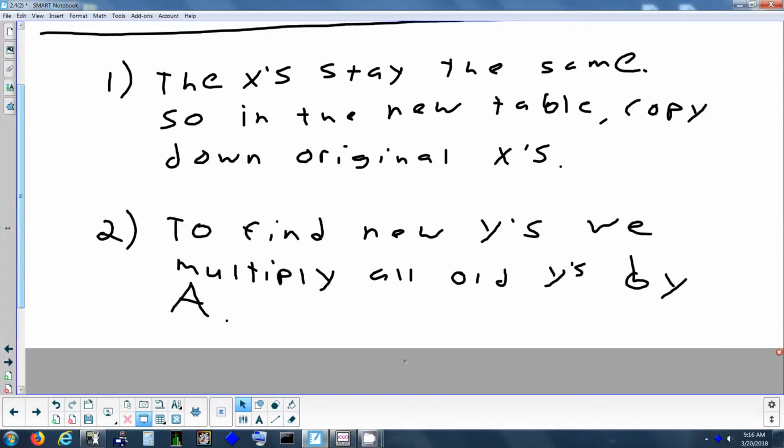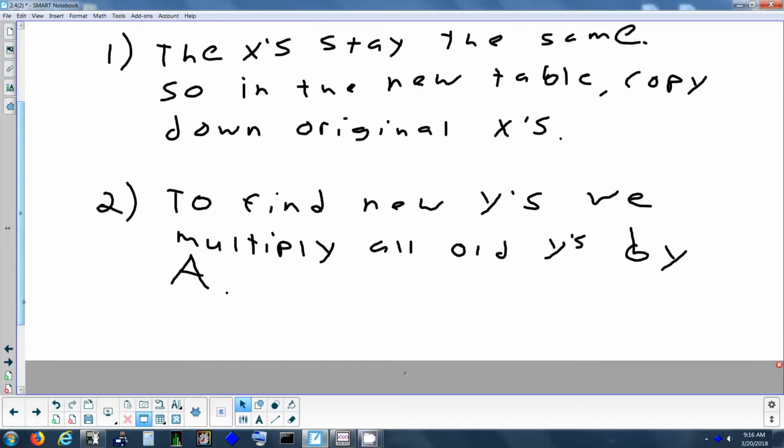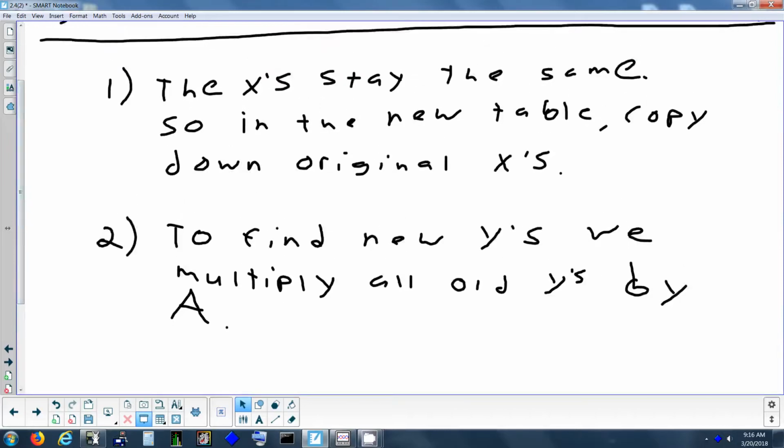So to find the new y values, you're going to multiply the old y values by a. Notice I did not write absolute value of a. Whatever the number is in front, that's what you use, including if a negative is there, because the negative is very important when you sketch it. So just use the number the way it is in front if you're making a sketch. Don't change it. Okay. Any questions on the 2 steps to do an amplitude change?